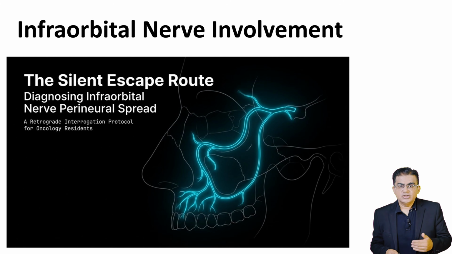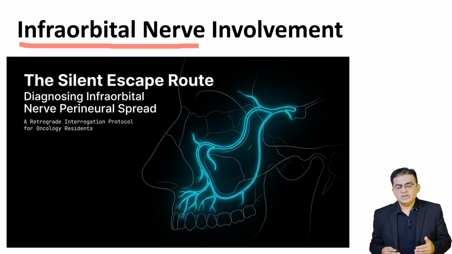Now let us move to the upper jaw tumor and talk about the next major nerve involvement, infraorbital nerve. Listen, when we deal with oral cancer, we often get so completely focused on the primary tumor inside the mouth that we completely miss the back door. I call this the silent escape route. A tumor can look completely controlled on the surface while quietly marching its way right up to the brain. If you don't actively look for this on your scans, you will miss it. And ultimately, your oversight will cost the patient his life.